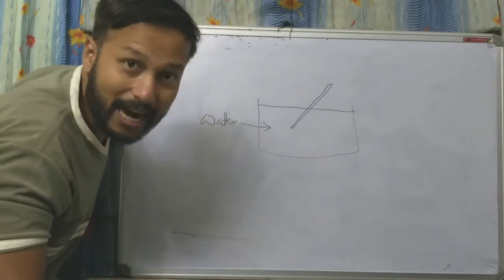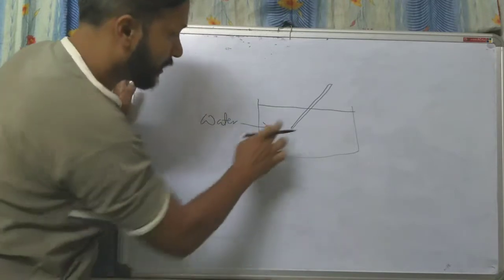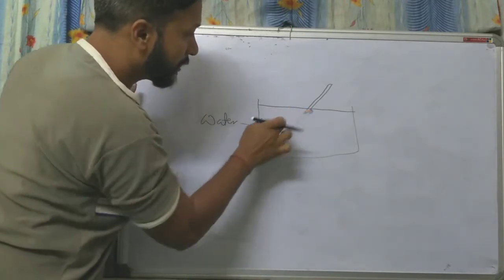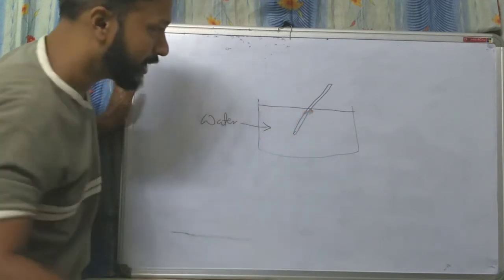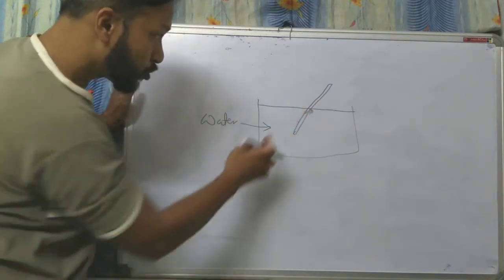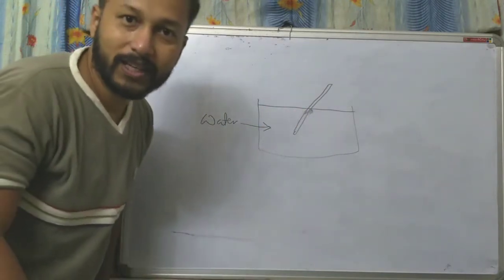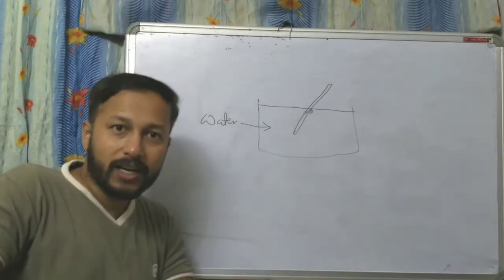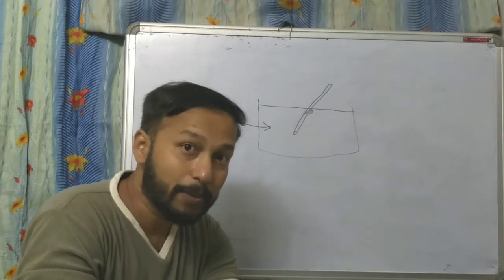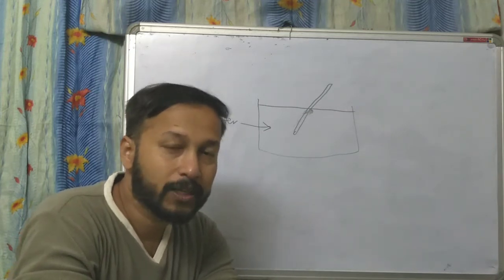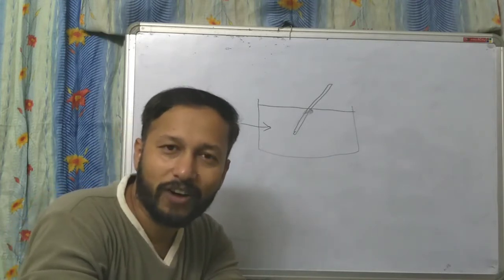But you will notice that this pen is not straight. It's not looking straight. It's like it's broken from here. Yes, it's looking like this. It's broken. Actually, it was supposed to be straight, but it's broken from here. Understood? This is another phenomena of light. Yes, it's a property of light. What is that property? That property is called refraction of light.